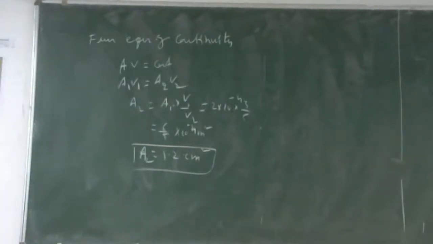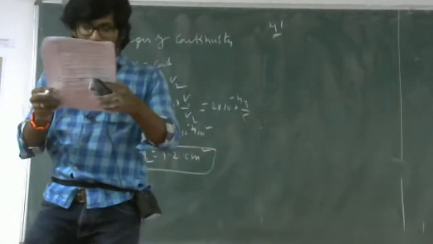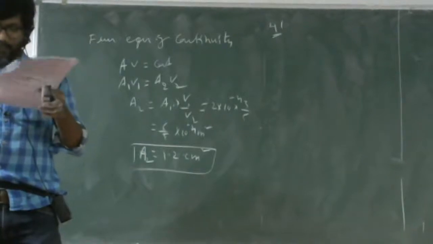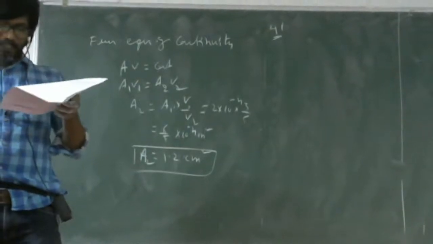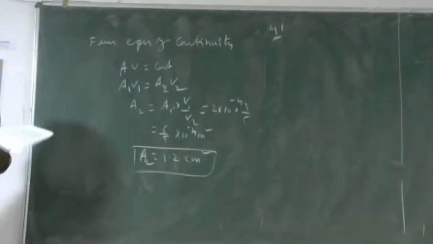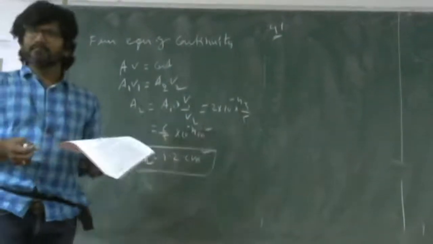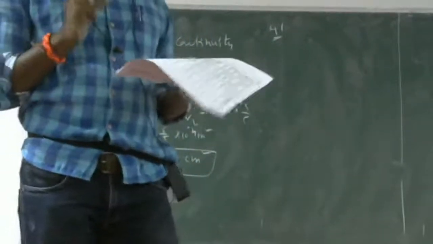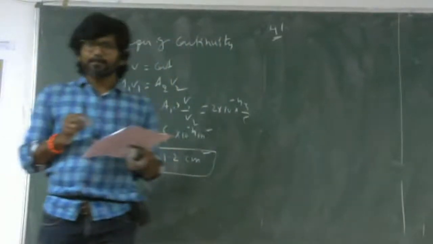Right. Question number 41. If 484 joule of energy is spent in increasing the speed of a wheel from 60 rpm to 360 rpm, the moment of inertia of the wheel is? Moment of inertia is there? Rotational motion is there? Is there or not? Moment of inertia.